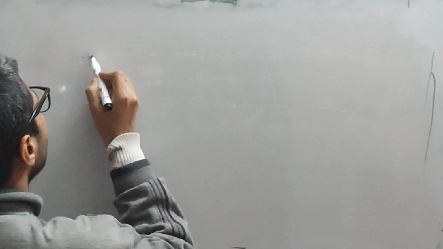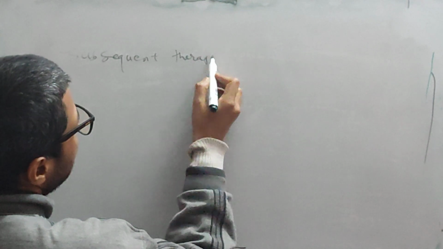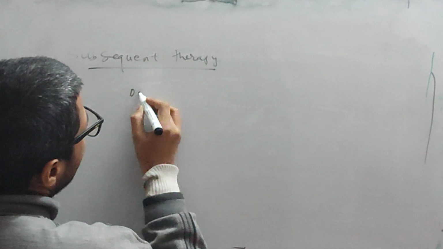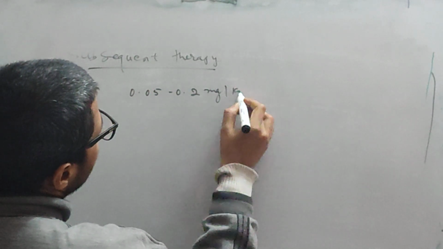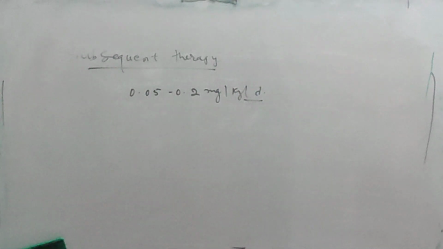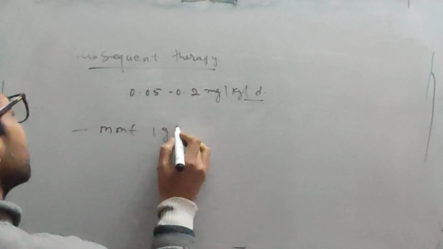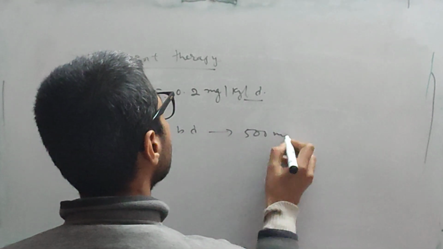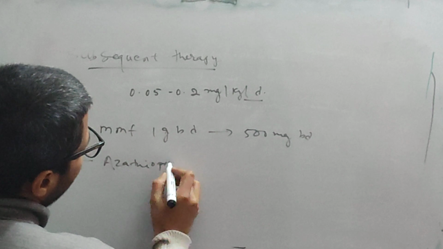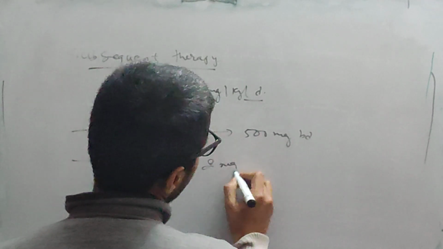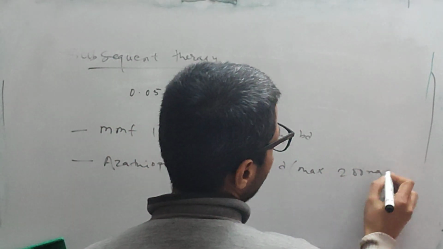And let's talk about subsequent therapy. So what is the dose of prednisone? I told you. In subsequent therapy, we can use 0.05 to 0.2 mg per kg per day body weight prednisolone. And we can use mycophenolate as well, like 1 gram BD. We can titrate down to 500 mg BD. And we can also use azathioprine, 2 mg per kg body weight. Limit the max dose to 200 mg per day.